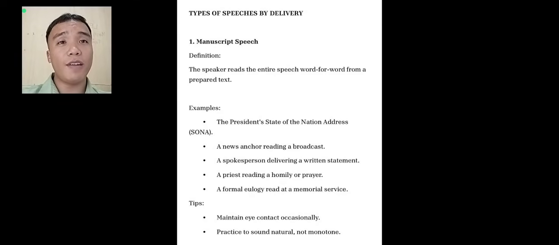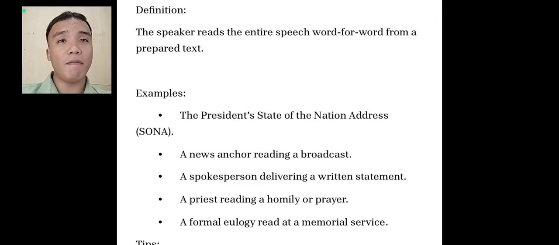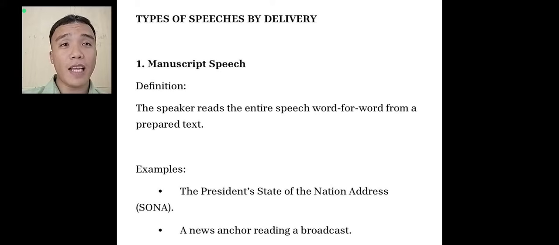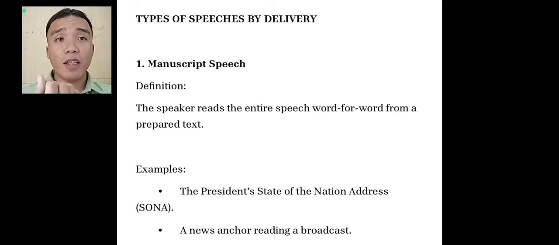Okay, so moving on to the types of speeches by delivery. The types of speeches by delivery is quite different compared to the types of speeches by purpose. Because again, when we say purpose, it means why. Why are you conducting the speech? Whereas type of speech by delivery means, in what way are you going to deliver your speech?